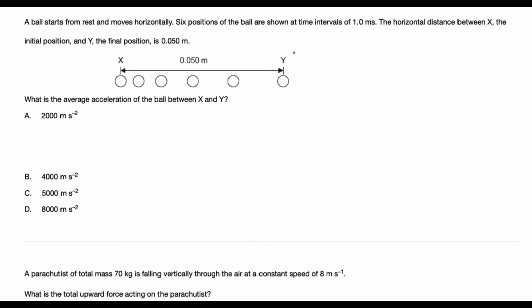So we know the time interval between the 6 positions, so we can calculate the total time. So how many intervals do we have? 1, 2, 3, 4, 5. So the total time is going to be equal to 5.0 milliseconds, which is equal to 5.0 times 10 to the power of negative 2 seconds.